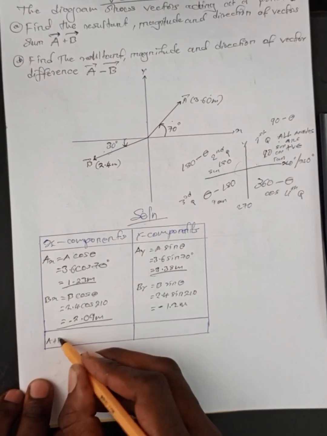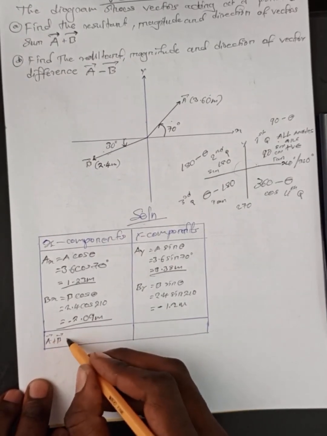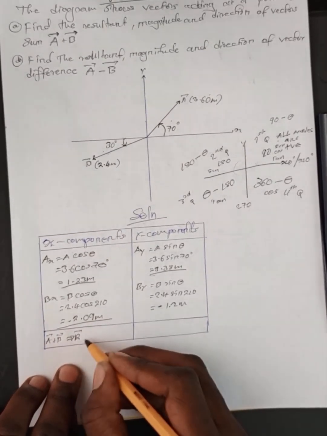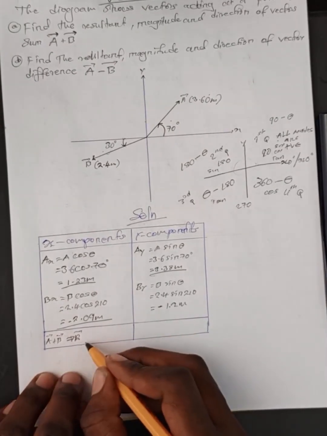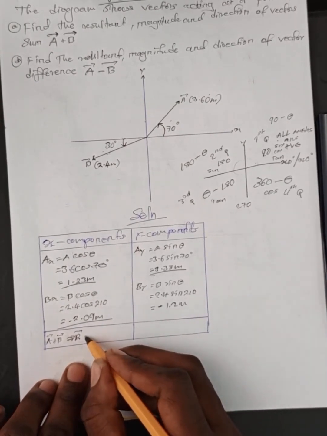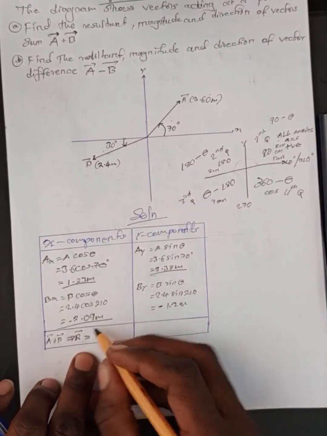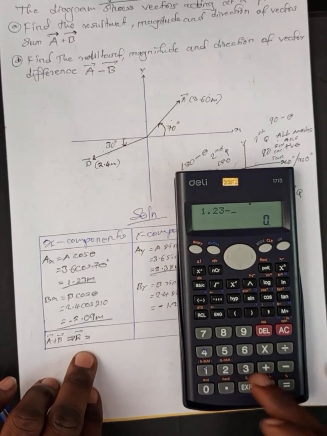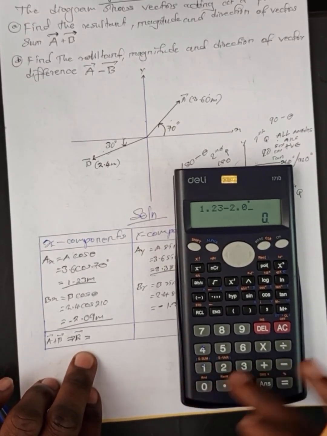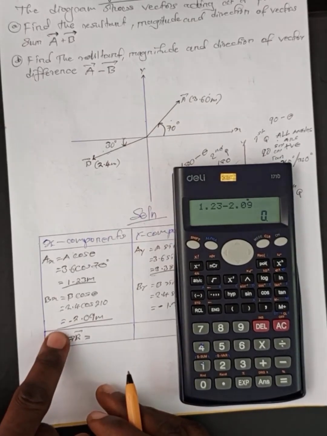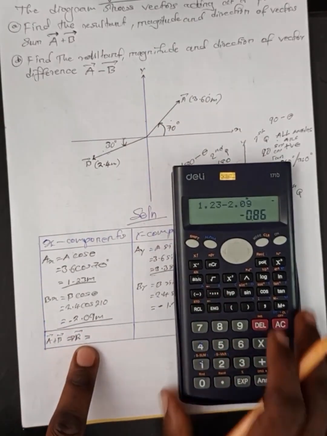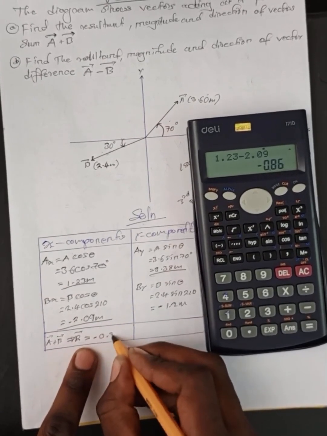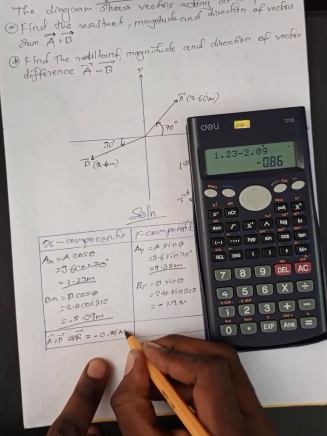A plus B vector, what are we going to have? That is our resultant vector. So it is equal to 1.23, then minus 2.09, because positive times negative is negative. So we are going to have negative 0.86 meters, all right?